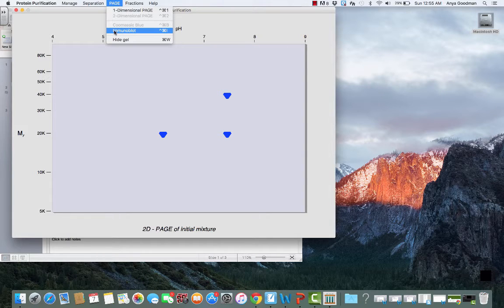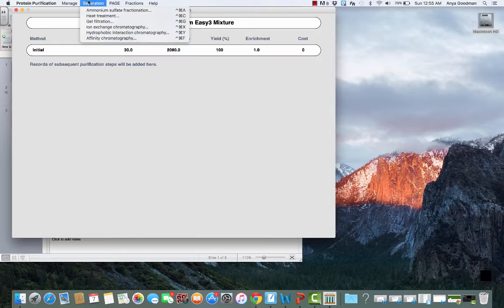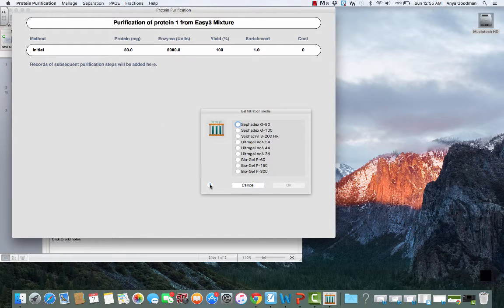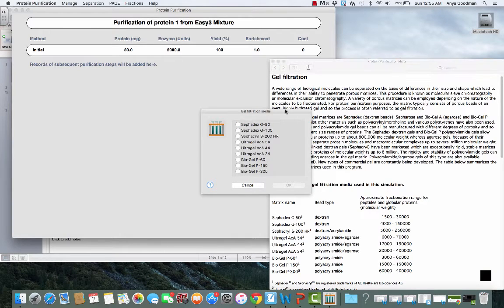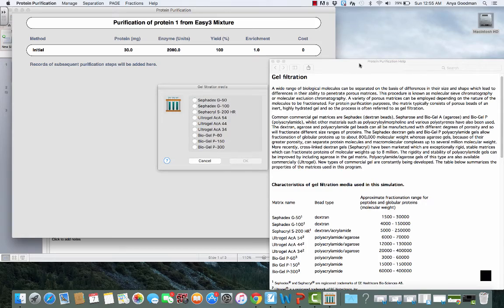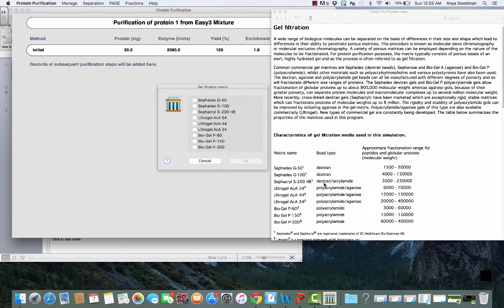Before we can move on, we need to hide the gel. Right? That's going to be gel filtration or size exclusion chromatography. And we can get a little more information about different columns available. I would think of these as sets of 3. Depending on the media for the beads, you can have dextran, polyacrylamide agarose mix, or purely polyacrylamide gels. And let's just, for simplicity, focus on a set of 3, say, in the middle.